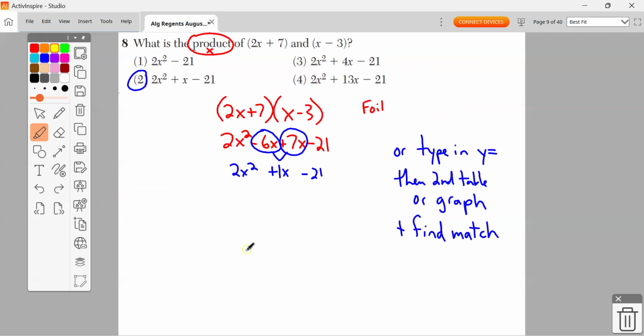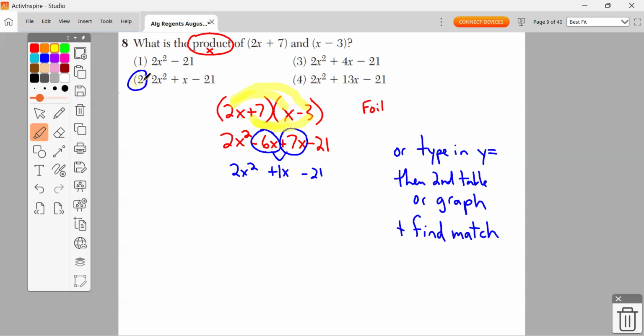In question number 8, what is the product of these two binomials? So you could do FOIL. First, outers, inners, last. So we have 2x times x, 2x times -3, 7 times x, 7 times -3. We get those 4 terms. Add together your like terms here in the middle. -6x plus 7x is 1x, and we get choice number 2.